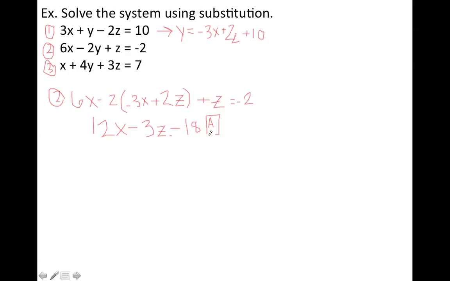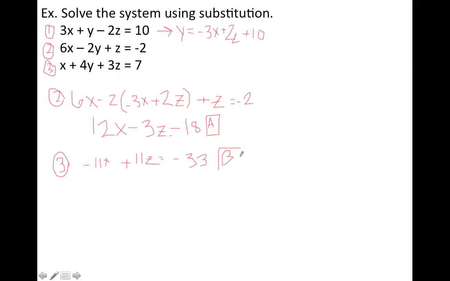And then do the same thing for equation 3. Since we solved equation 1 out, we don't have to plug it back in there. So do the same thing for equation 3. Substitute in our expression for y there. And when you do that, you should get -11x plus 11z equals -33. Now this will be equation B, and now it's like we combine elimination and substitution together.